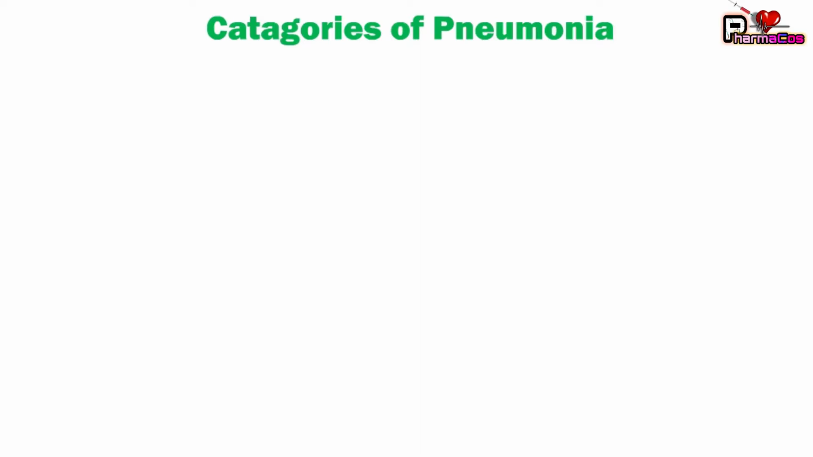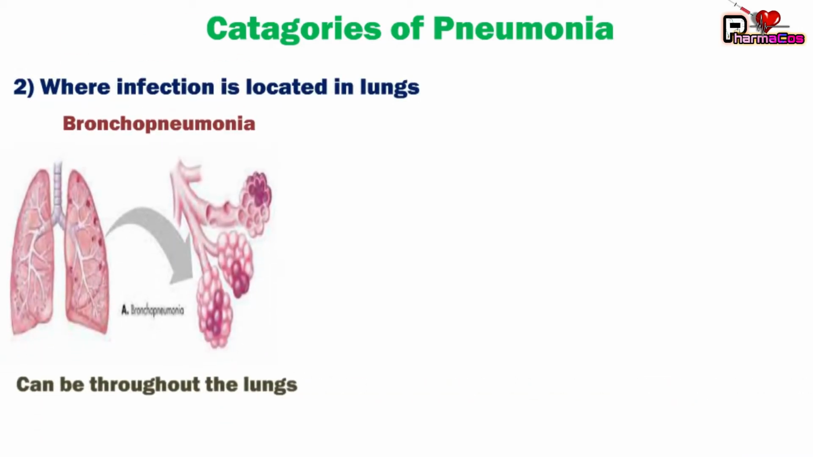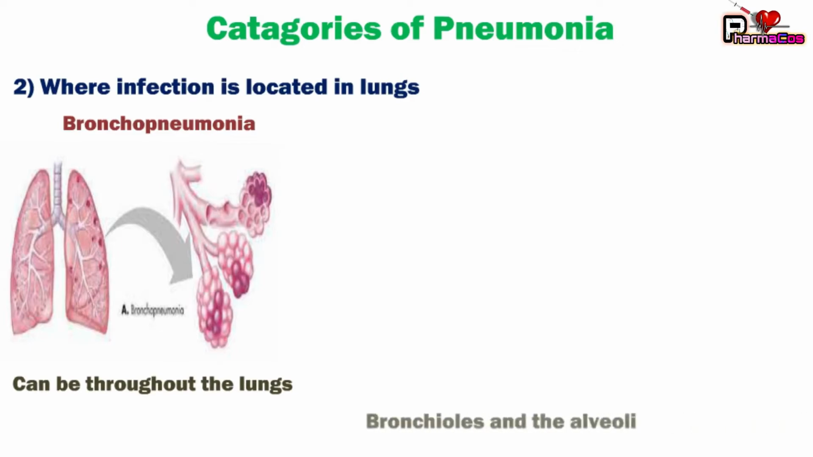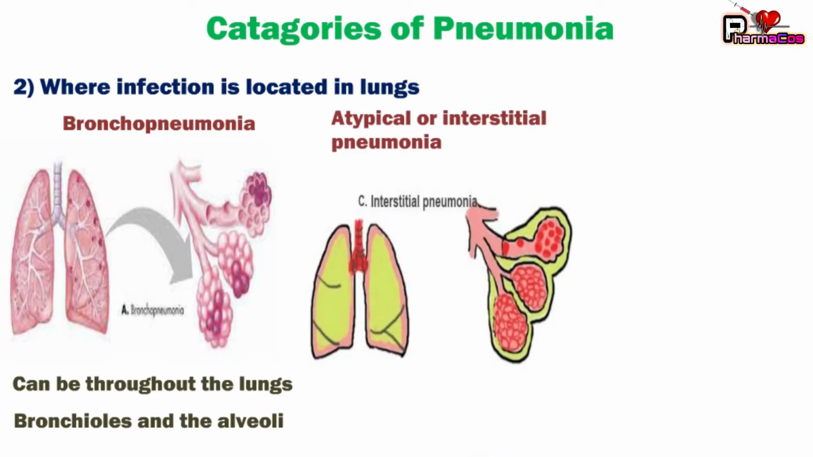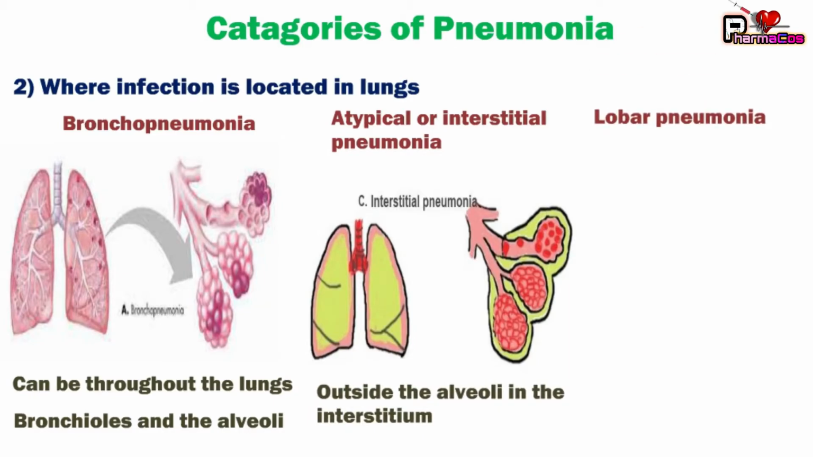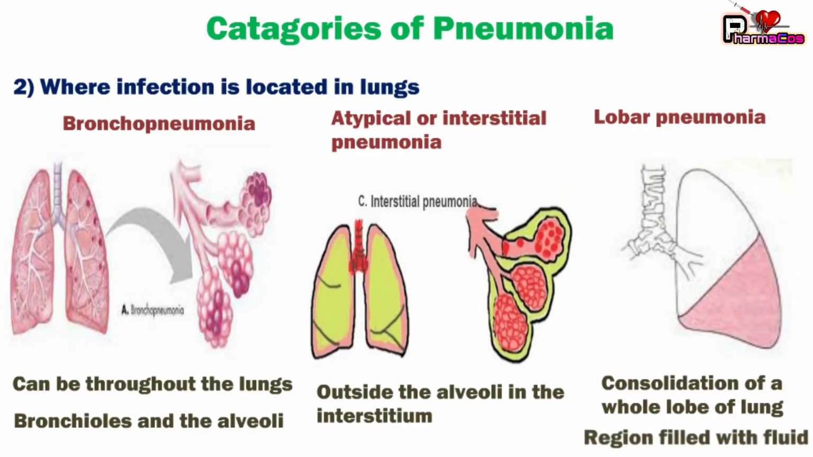Another way we can categorize pneumonia is by where the infection is located in the lungs. In bronchopneumonia, infection can be throughout the lungs, involving the bronchioles as well as the alveoli. In atypical or interstitial pneumonia, the infection is mainly just outside the alveoli, in the interstitium. And in lobar pneumonia, the infection causes complete consolidation of a whole lobe of the lung, meaning that the entire region is filled with fluid.